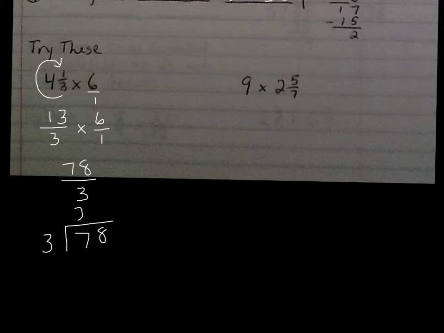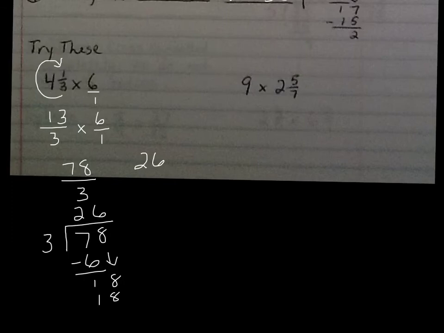3 goes into 7 2 times. That's 6. Bring down your 8. 3 goes into 18 6 times. Look at that. We don't have any remainder. So our answer is going to be a whole number. It's just 26. There you go. You don't have to put a fraction if you don't have a remainder.